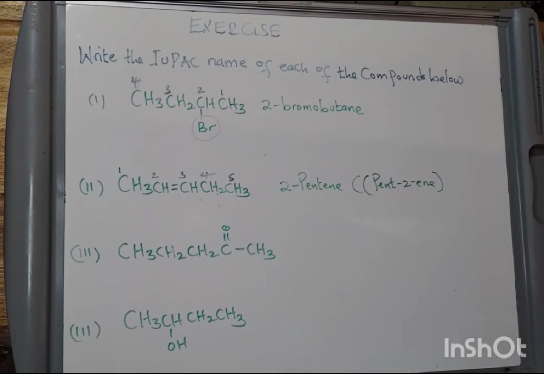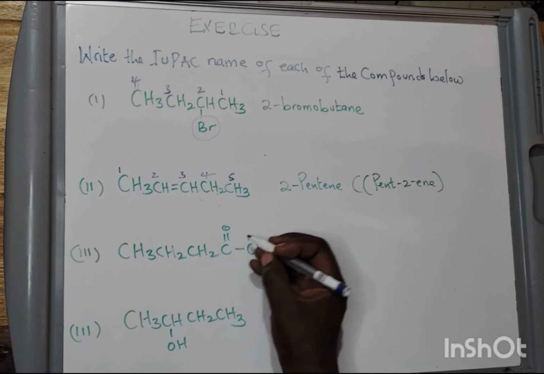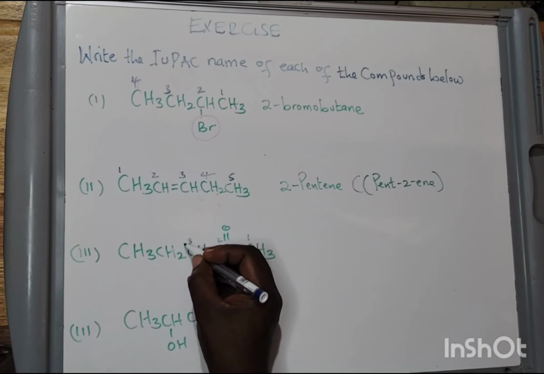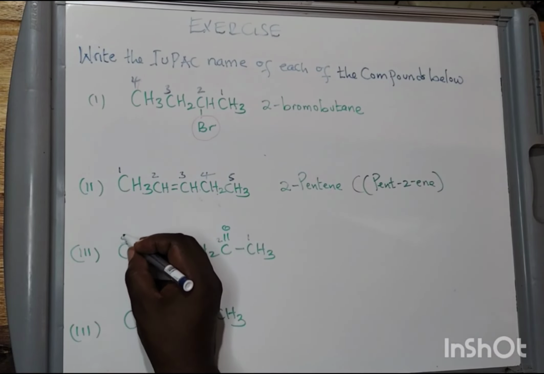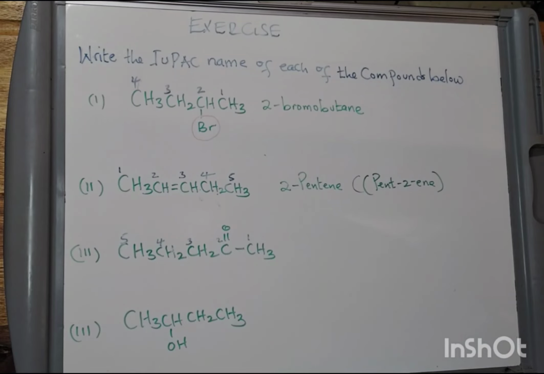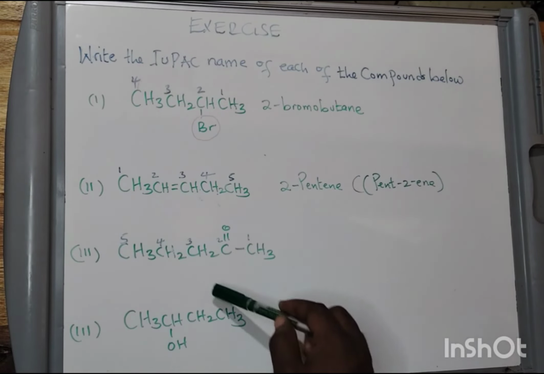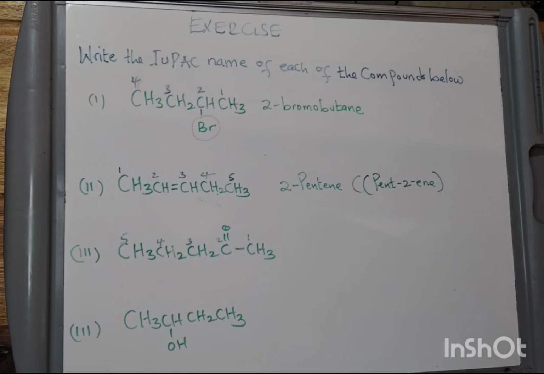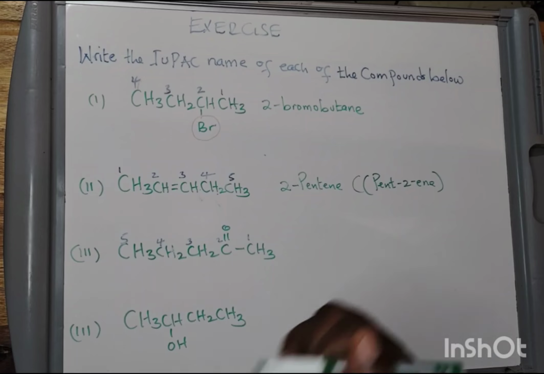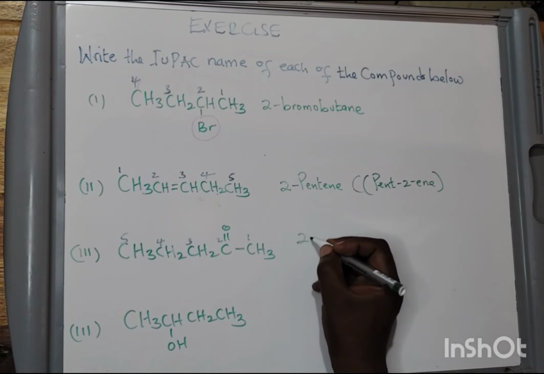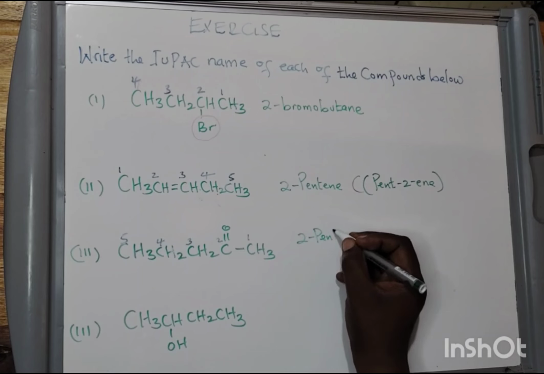Okay, let's go to this one. We choose the side. Which one is the side? Obviously this side, so it's going to be 1, 2, 3, 4, 5. Okay. What does 5 mean? 5 means it's a pentane, but it has a carbonyl in the middle. So it's a pentanone. And what is it? It's number 2. So what is it going to be? 2-pentanone.